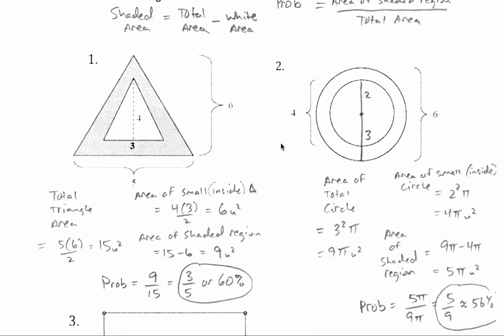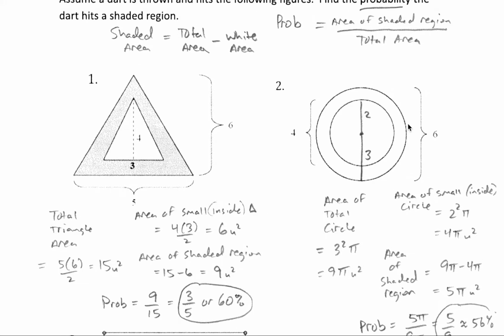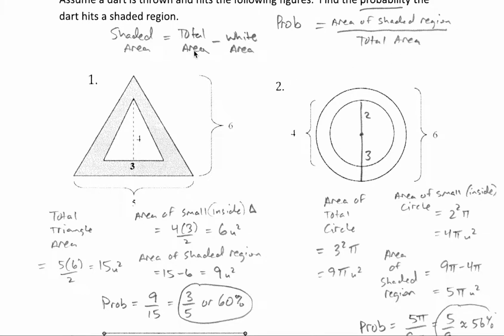Let's do the exact same thing but with a different shape. The copy didn't come out very good, but this outside ring is supposed to be shaded here. So again, let's do our area of the shaded region by finding the total area and subtracting out the inside or white area. So we're going to subtract out this tiny circle here. We're given diameters for our two circles. So the total big circle has a diameter of 6. That means it's got a radius half of that, which is 3. The area of the circle is going to be the radius squared times pi. So 3 squared times pi is 9 pi square units.